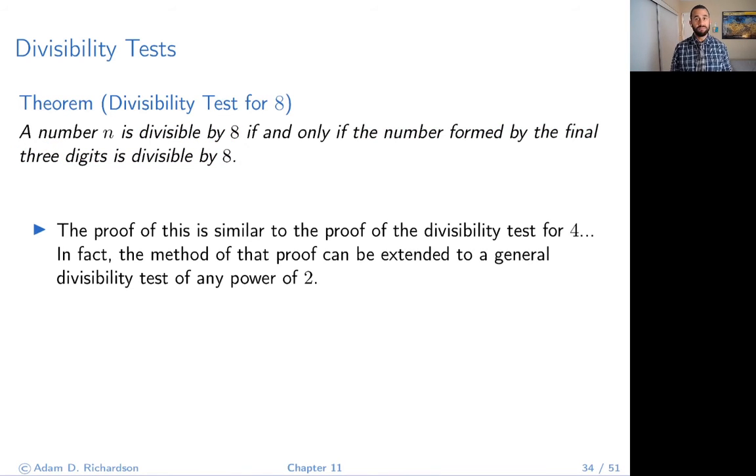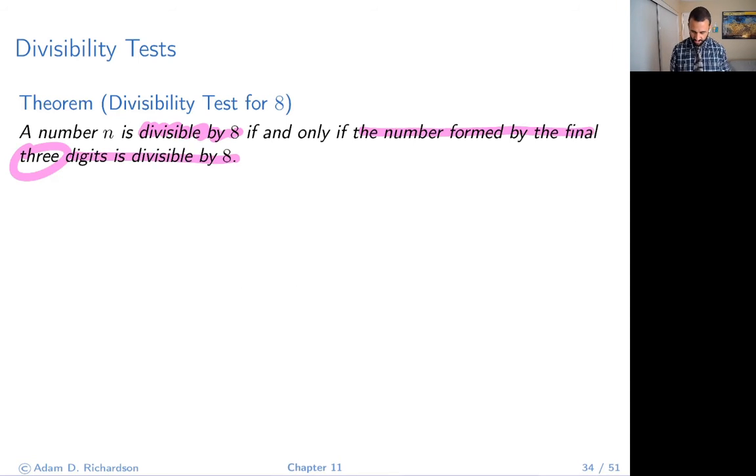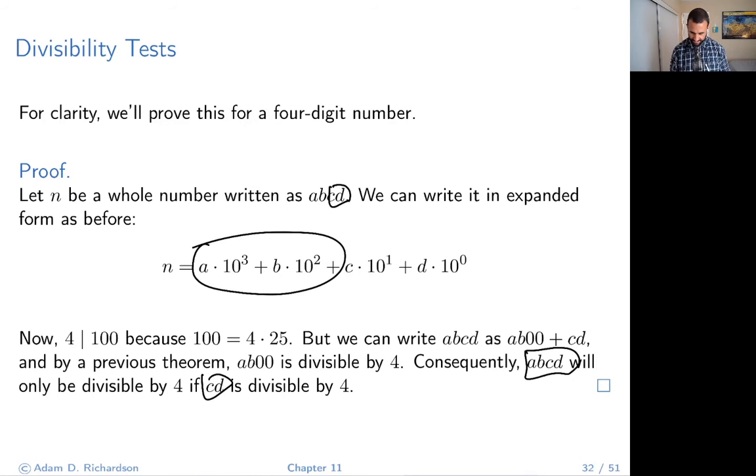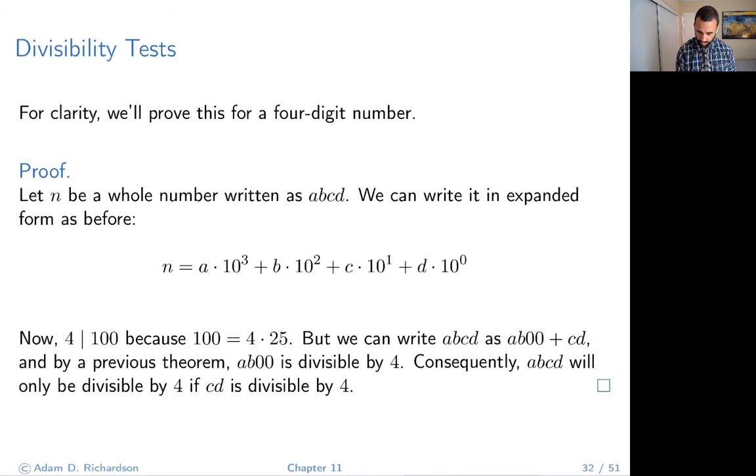Well, the proof is virtually identical to the divisibility test for 4. Let's go back and look at this bit right here. What we did in this proof was we wrote n in this expanded form. And what we're saying now is you just have to look at these last digits.